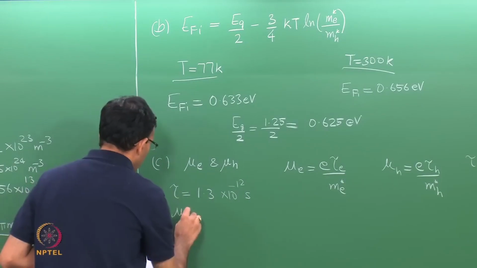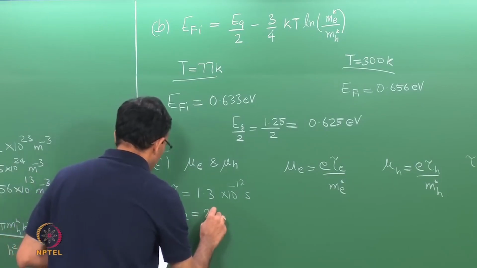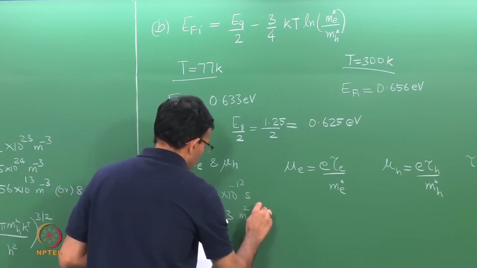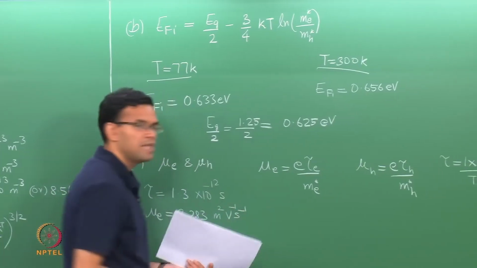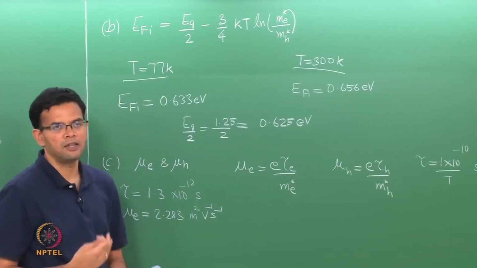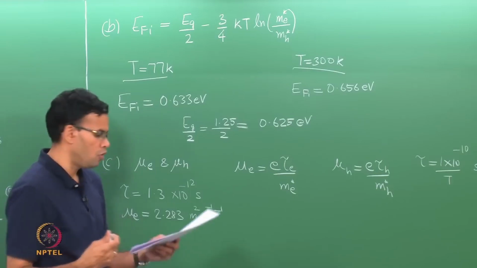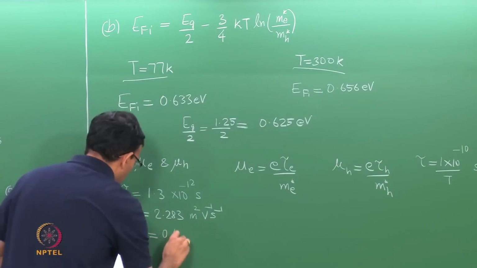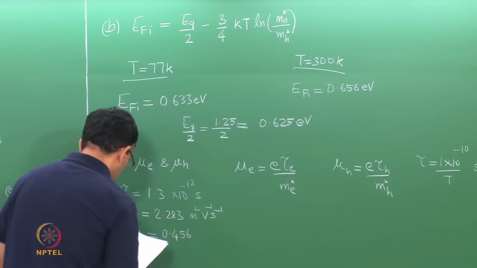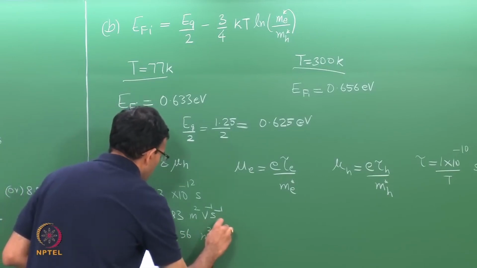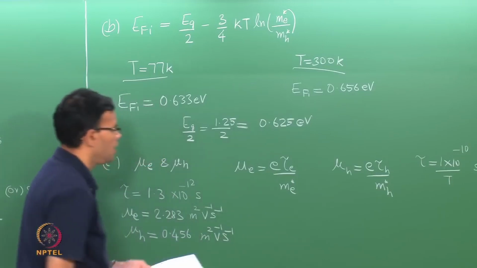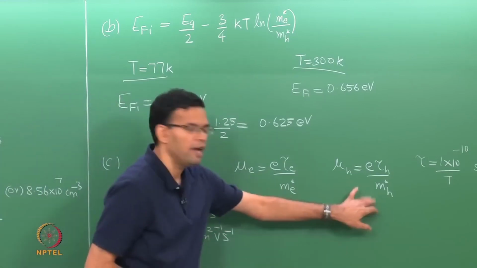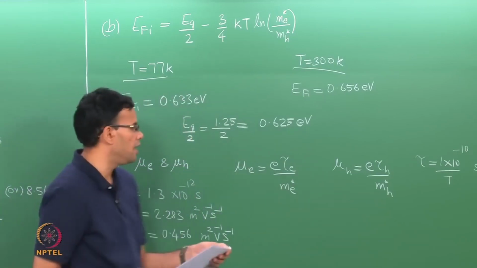We can then calculate mu E, which is 2.283, unit is meter square per volts per second, sometimes centimeter square per volts per second are also there, it depends upon which you want to use. Mu H is 0.456 meter square per volts per second, and mu H, the mobility of the holes is lower because the hole effective mass is higher than that of the electron.